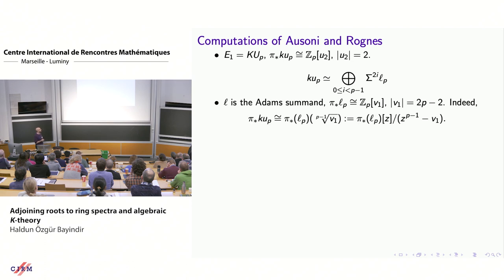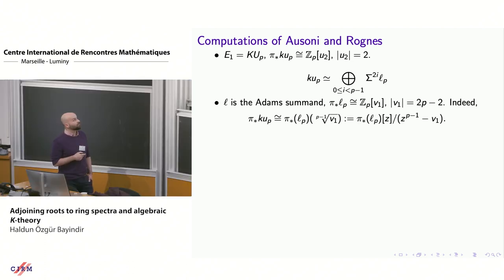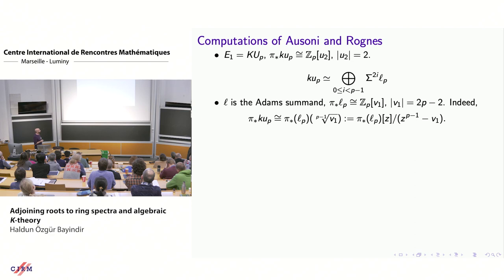And in this subring, the p minus first power of U2 corresponds to V1. So if you look at the inclusion of this ring to the complex K-theory spectrum, it is a case of root adjunction, one may easily say that. So the homotopy ring of the complex K-theory spectrum, you can say that it's obtained by adjoining a p minus 1 root to V1 to the homotopy ring of the Adams sum.